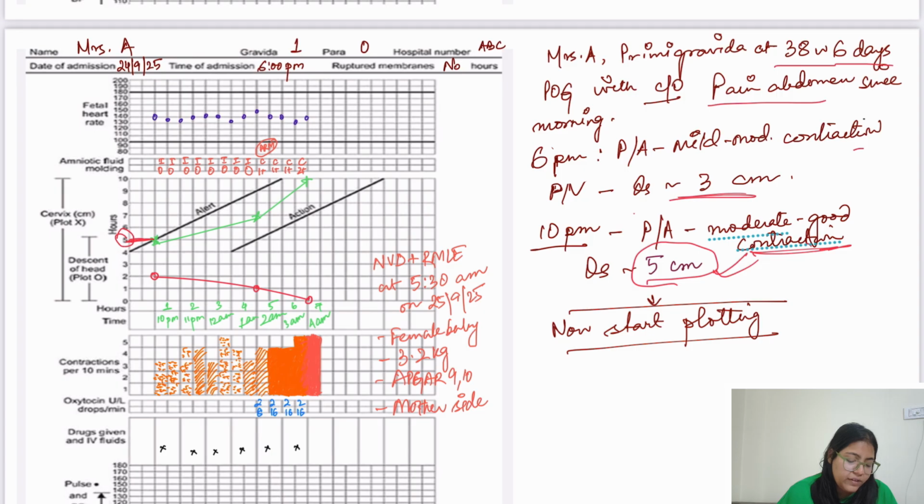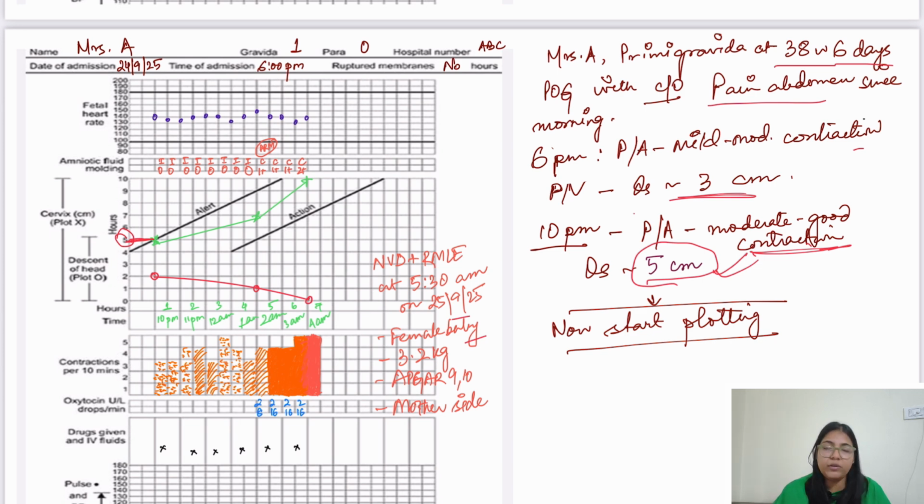And then after 4 hours we can see that the labor was not going quite well. Then her contractions were also becoming mild to moderate, and then oxytocin was started. Her contractions became good, and patient was then fully dilated, and she delivered a healthy female baby. Okay. So this is one of the conservative measures.